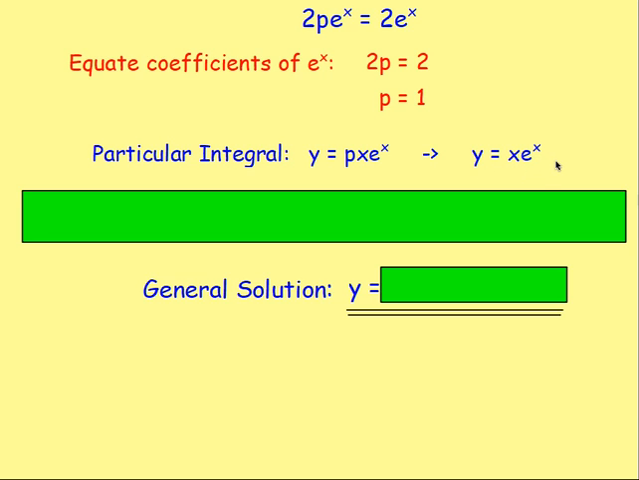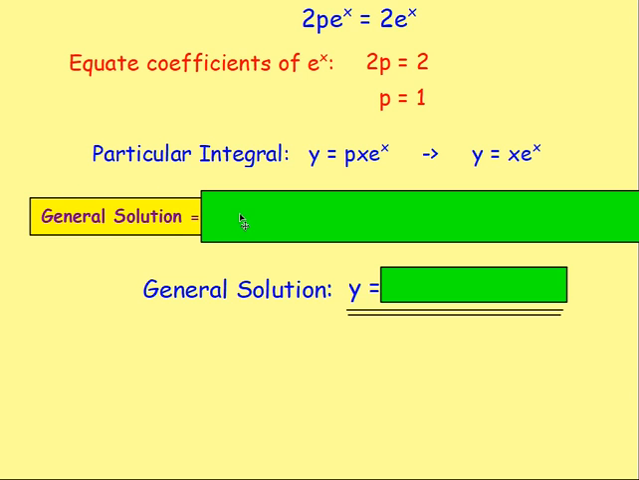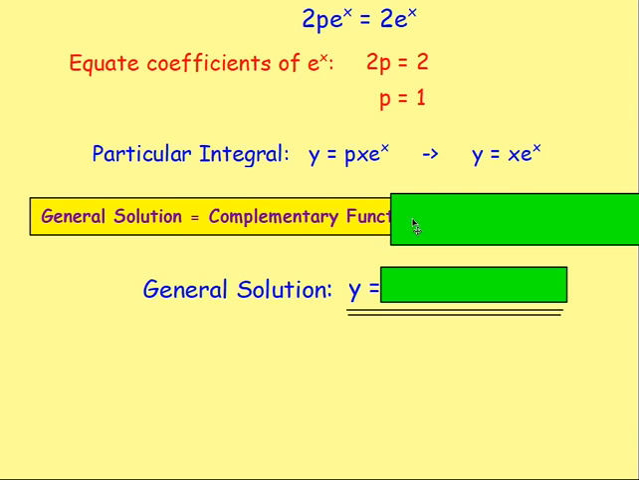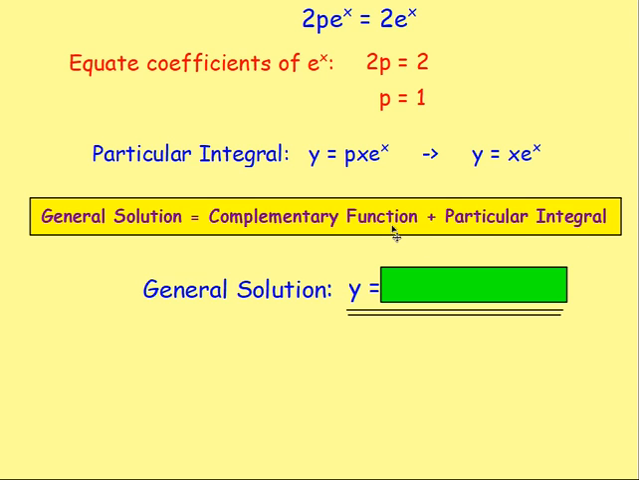Once again, how do you get the general solution? Anybody remember? Perfect. You get the complementary function and you add the particular integral. So here your general solution will be the complementary function, a e to the power of negative x plus b e to the power of x, and we're adding on that particular integral. And that there, kaboom, is your answer.